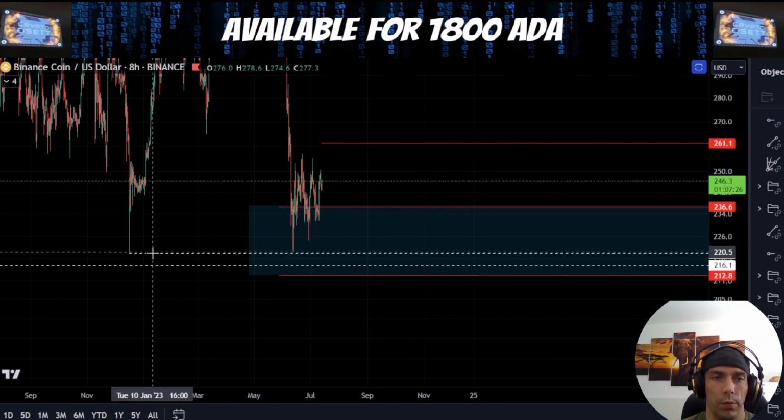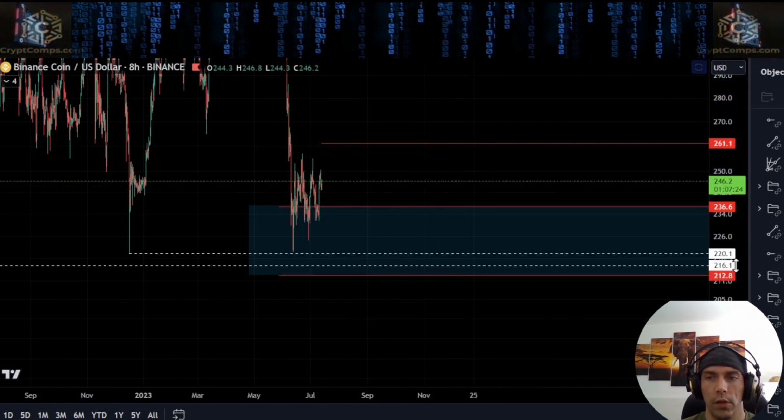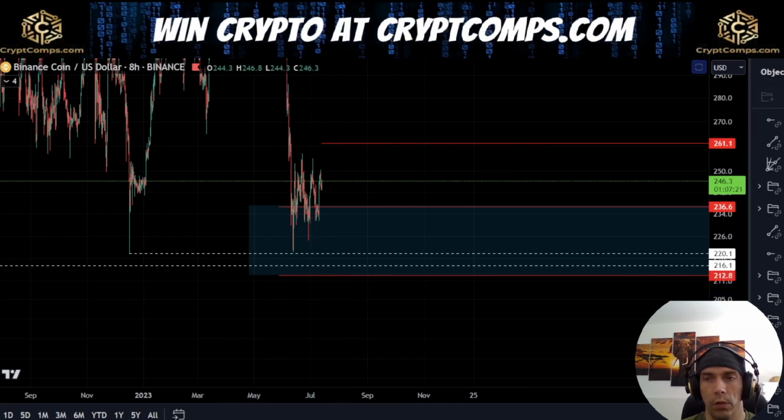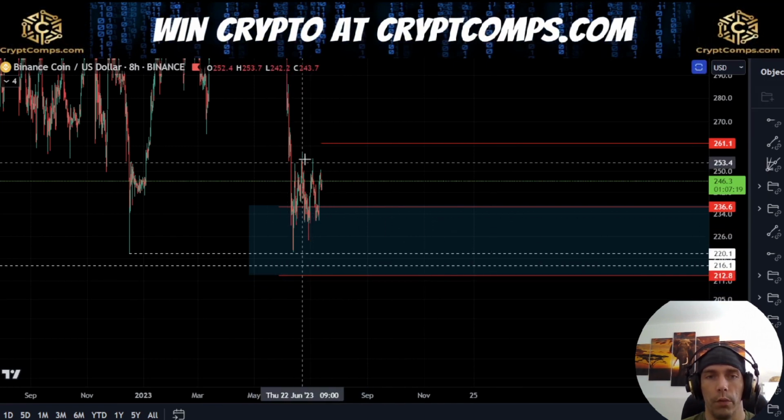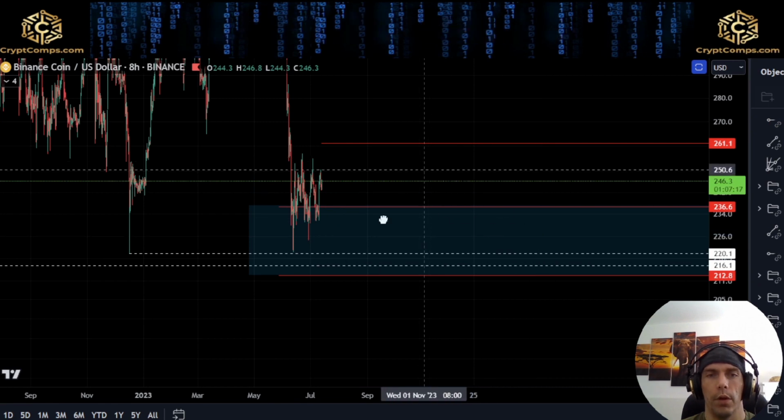We do have some swing lows here towards this 220, 216, and this daily naked point of control still down here at this 212. That would align with that idea of that 5th wave to the downside.